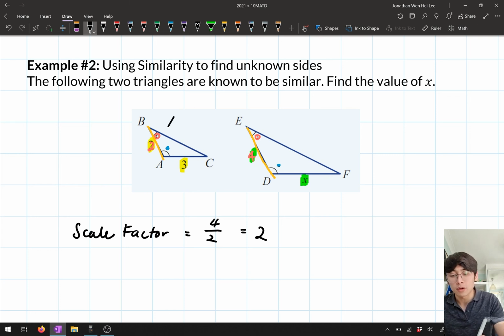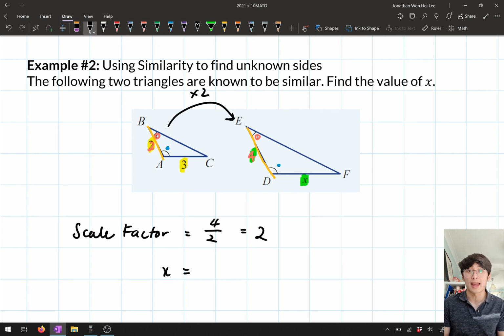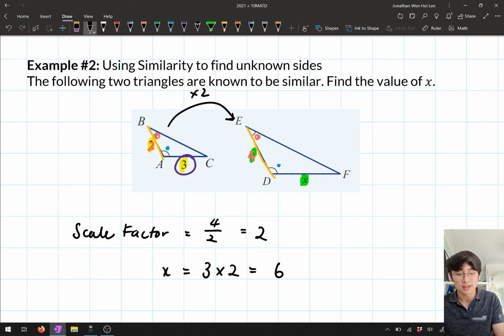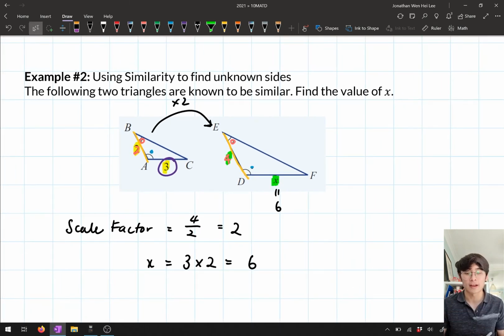So what this tells me is if I want to find the measurement in the bigger triangle, I'm going to be multiplying by 2. So if I want to find x, all I need to do is find the side that corresponds to x in the smaller triangle and multiply by 2. So if you have a look, the side that corresponds to x in the smaller triangle is 3. So all I need to do is just do 3 times 2, and so it gives me 6. And so that tells me that x has a side length of 6. So that's it. That's how we can apply this scale factor formula to find missing sides.